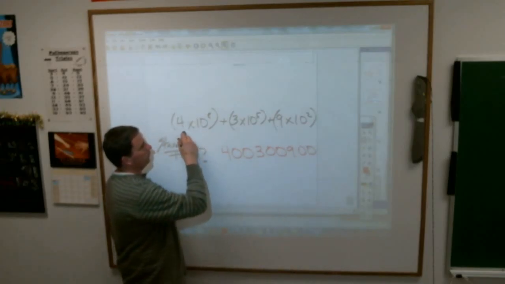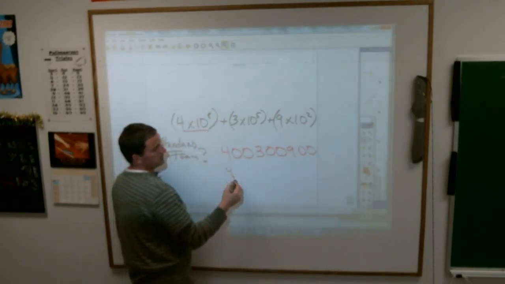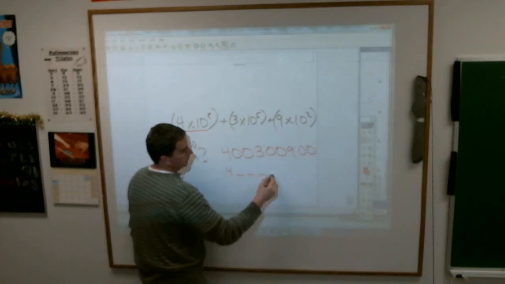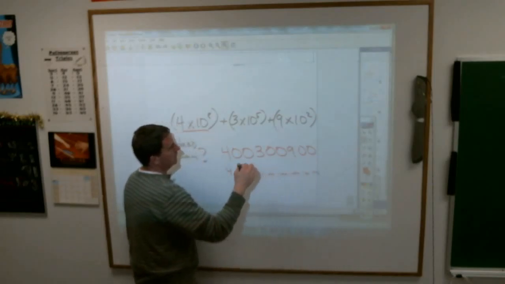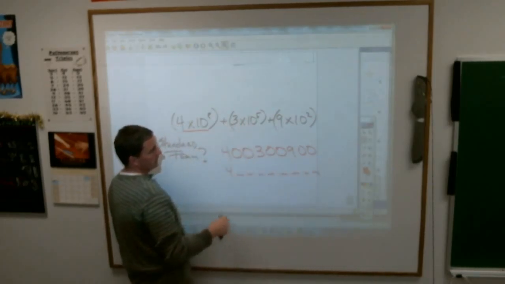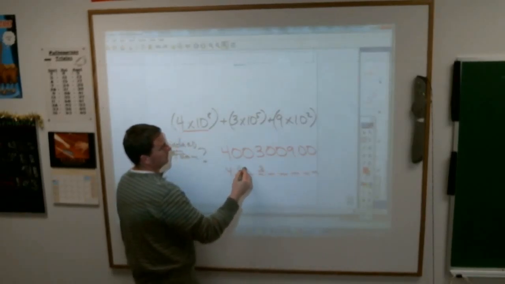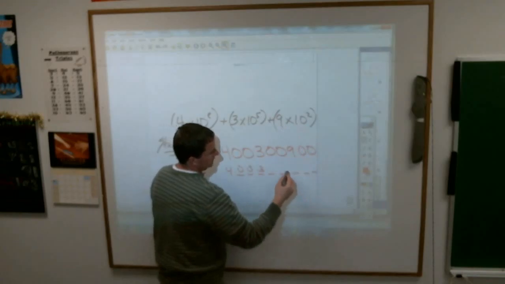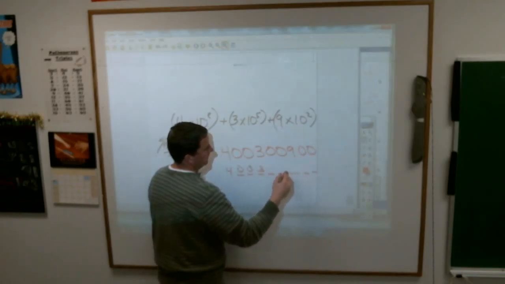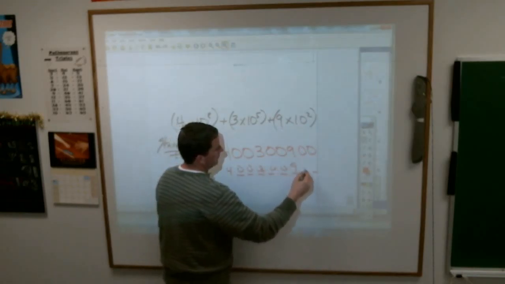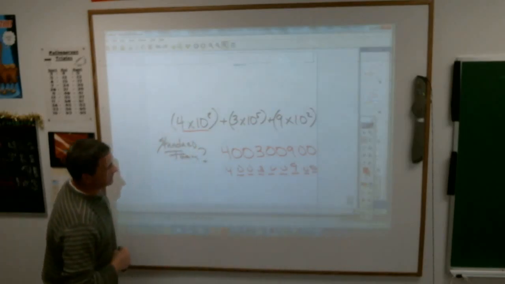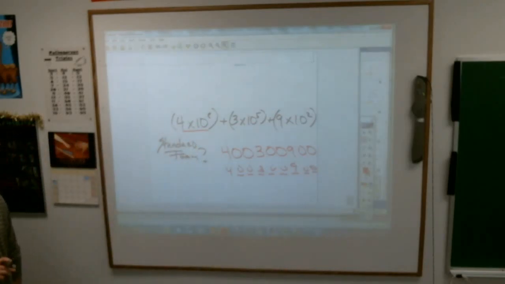Let's check and see. The 4 had to have 8 digits after it: 1, 2, 3, 4, 5, 6, 7, 8. For the 3, there had to be 5, so I put 1, 2, 3, 4, 5. This has to be a 3, I agree. The 9 has to be here, yeah, and the rest are zeros. Correct. Good. Perfect.